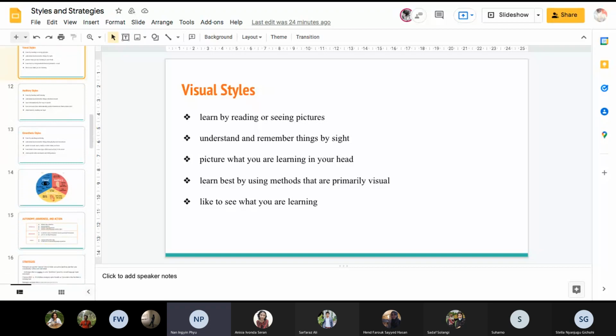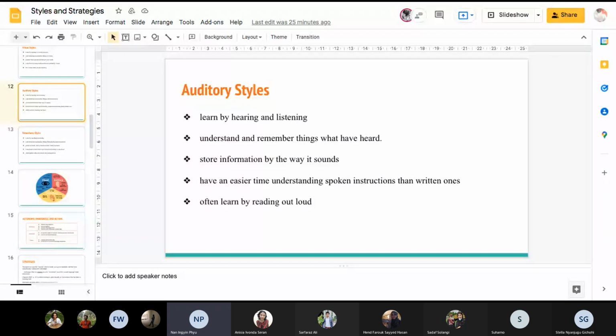They picture what they are learning in their heads, and learn best by using methods that are primarily visual, liking to see what they are learning. For example, for the visual learner, it will be best to let them study vocabulary by using flashcards. By seeing the flashcards, they will be able to memorize it well. And then after that, we will go to another slide, the auditory style.